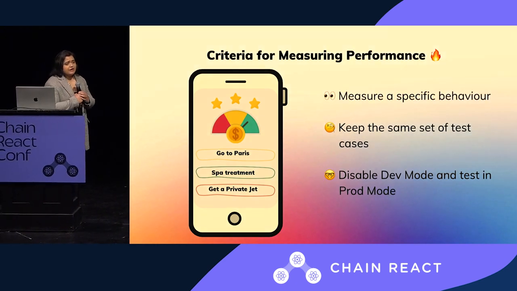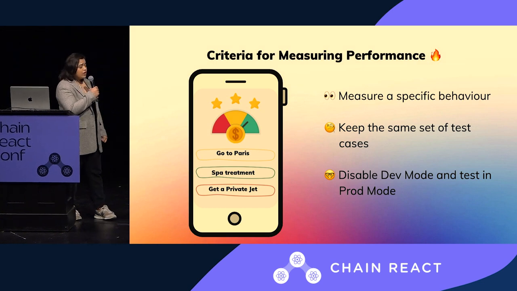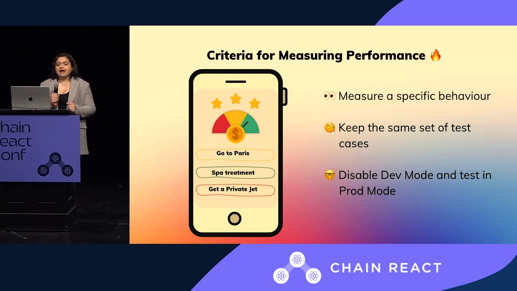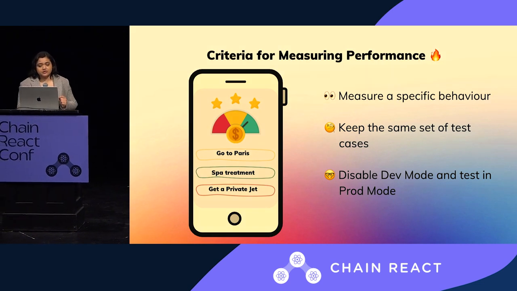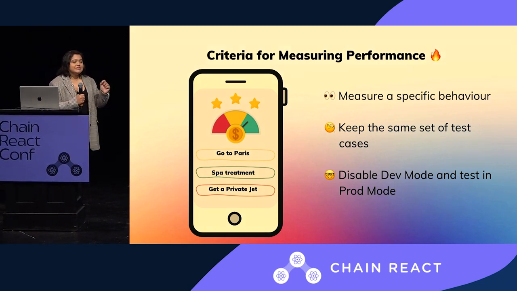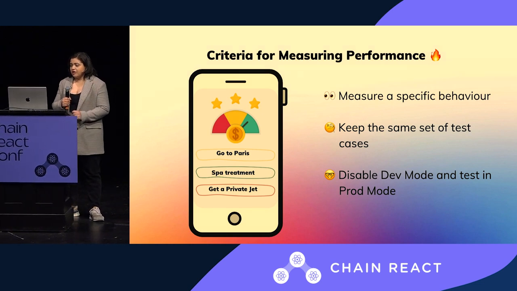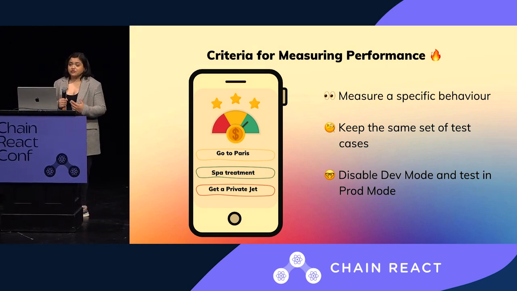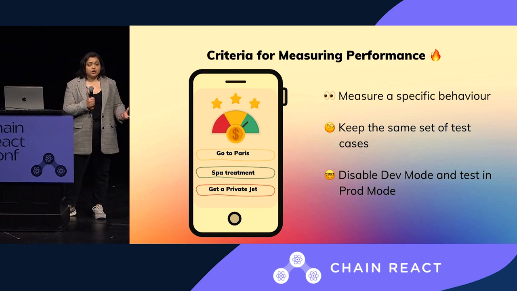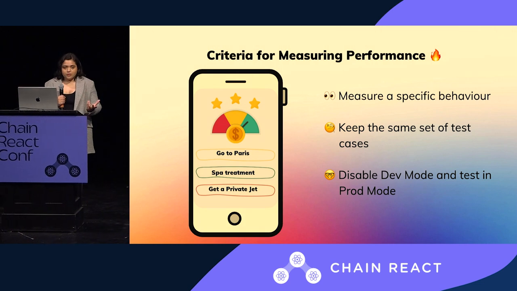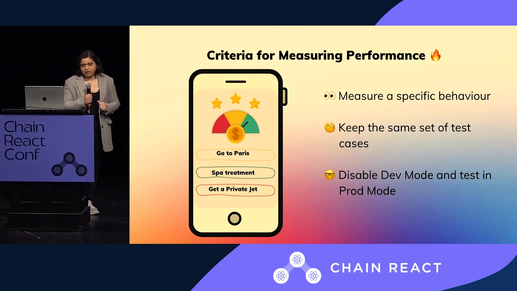So what is our criteria for measuring performance? We want to measure a very specific behavior. You want to always average your measurements over several iterations. You always want to have the same conditions for every measure, for example, duration of the measure, first launch, boot time, and what kind of network you have. And lastly, you also want to automate the behavior, but we won't talk about that right now.